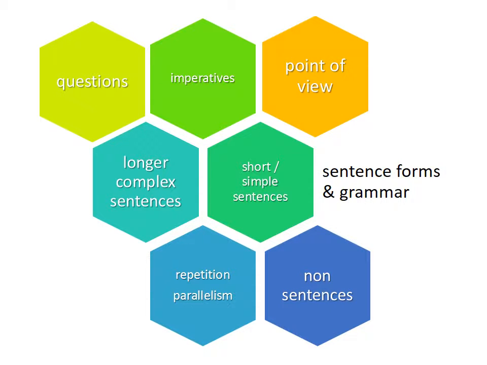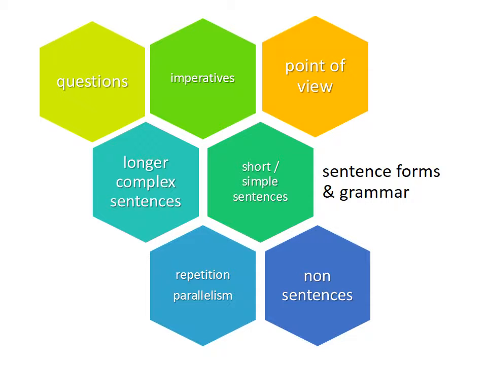You might also look for sentence forms, grammar. So do they use different types of sentence? Do they use questions? Do they use imperatives, which is just the posh way of saying order or command sentences? Are they short, simple sentences sometimes? Are there longer, complex sentences? Do they suggest things are speeding up, slowing down, the writer's perhaps a bit excited or breathless, or there's something shocking going on? They might even use non-sentences, so sentences which are so short they're not actually technically sentences at all.